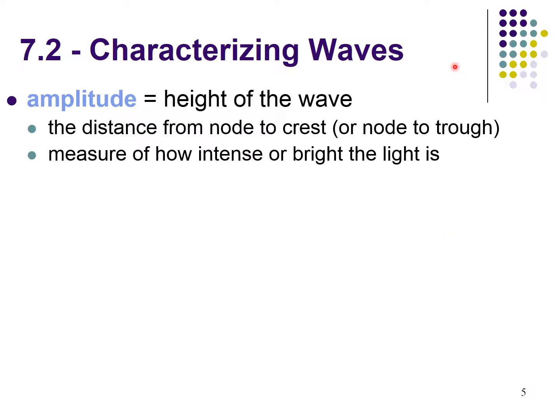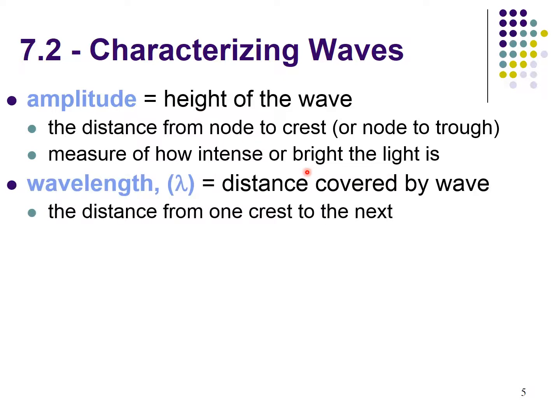We use a few different characteristics when we describe waves. The first one is the amplitude, so this is the height of the wave, and I'll show you a picture on the next slide. The height is a measure of how bright the light is. The next one is the wavelength, and we abbreviate it with a lambda, and this is how long the wave is. We can measure this from the top of one wave to the top of the other. These are called the crests, or from the bottom to the bottom.